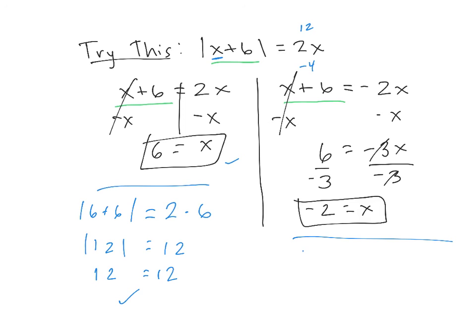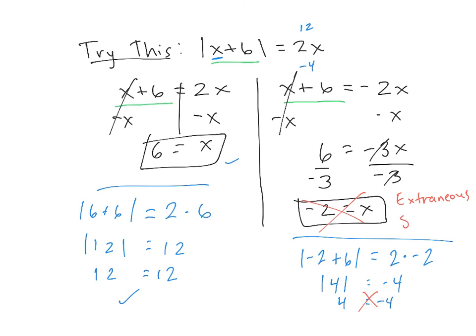With negative 2, I'd have absolute value of negative 2 plus 6, which is the absolute value of 4, equal to 2 times negative 2. So the absolute value of 4 equal to negative 4, which is not true, right? Because absolute value of 4 has to be positive 4, which is not the same thing as negative 4. So that's not true. So that's going to mean that negative 2 is an extraneous solution. Meaning when I go to list my answer, I'm going to say that the answer is 6.